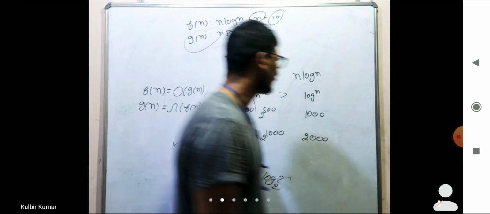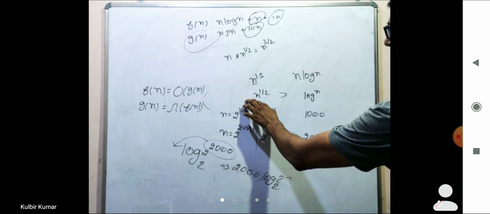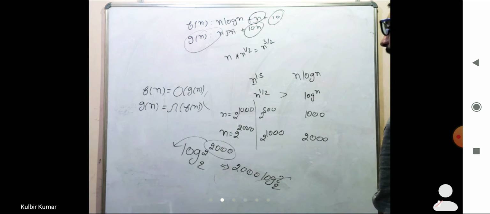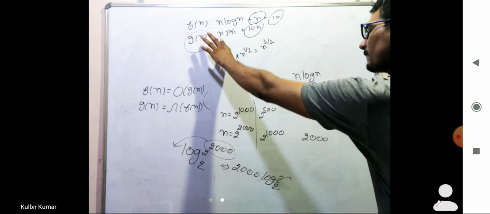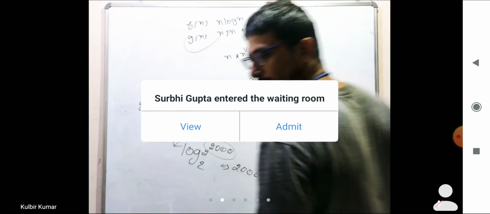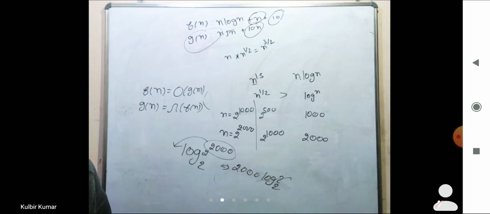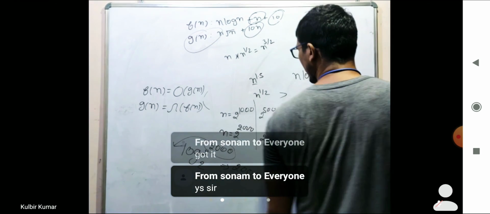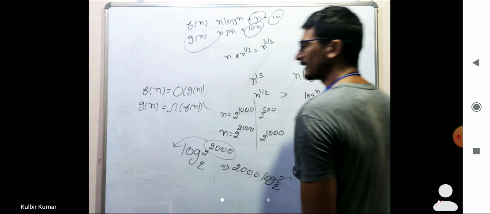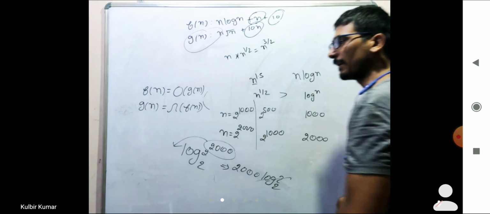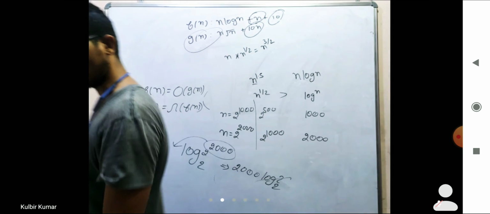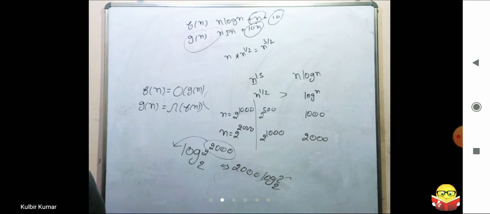Got it? So this is the simple thing. So I can say that n power 1/2 is greater than log of n. That means n into n power 1/2 is greater than n into log of n. So finally I can say that g of n is greater than f of n. Got it? So Sonam, is it clear to you? Fine. So finally I can write f of n is the order of g of n, meaning g of n is greater than f of n, or I can write g of n is omega of f of n. That means f of n is smaller than g of n, or it can also be equal. Okay, so everybody is comfortable till this point.